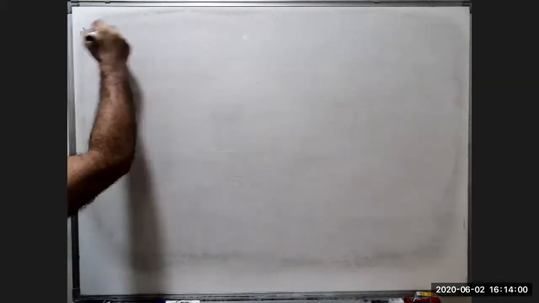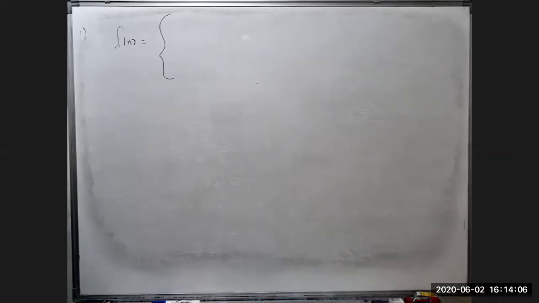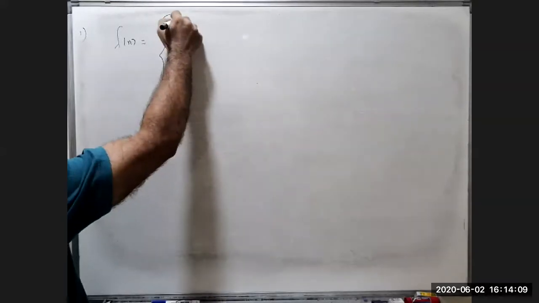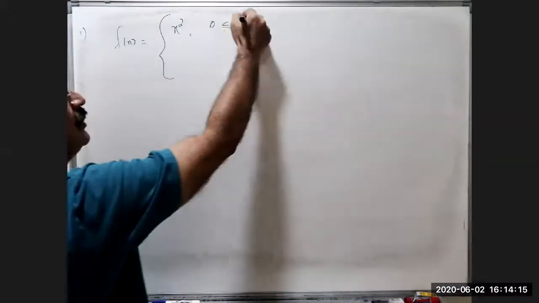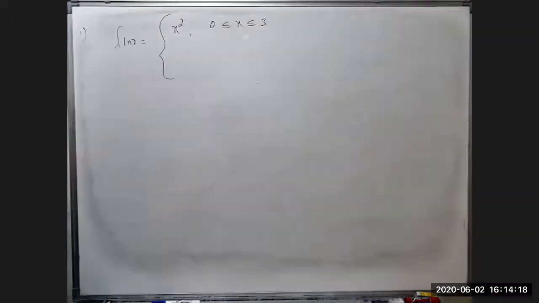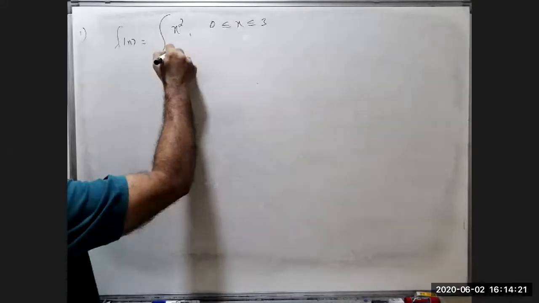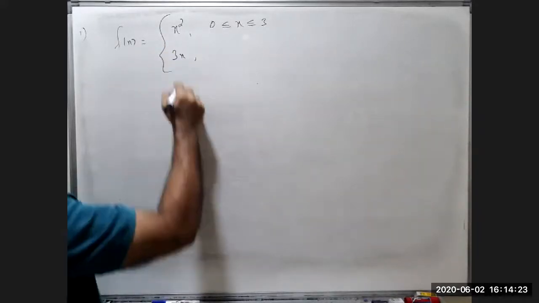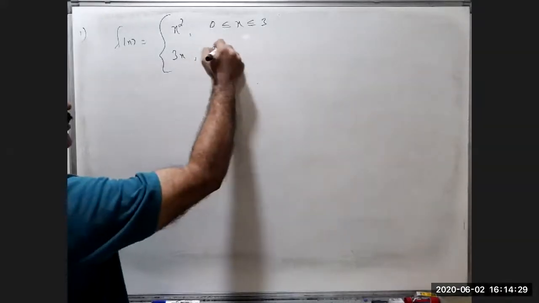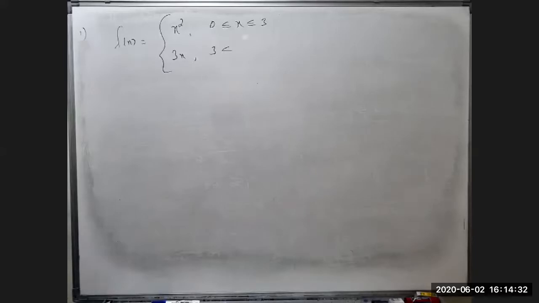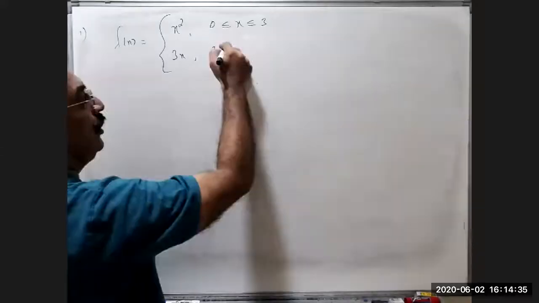We have this relation. F of x is equal to x squared if 0 is less than or equal to x, less than or equal to 3, and 3x if 3 is less than x, less than or equal to 10.